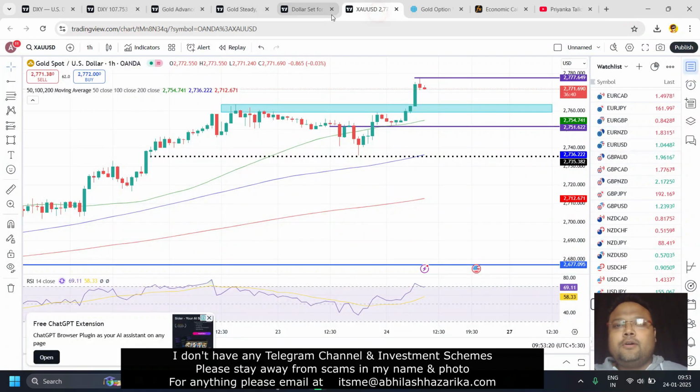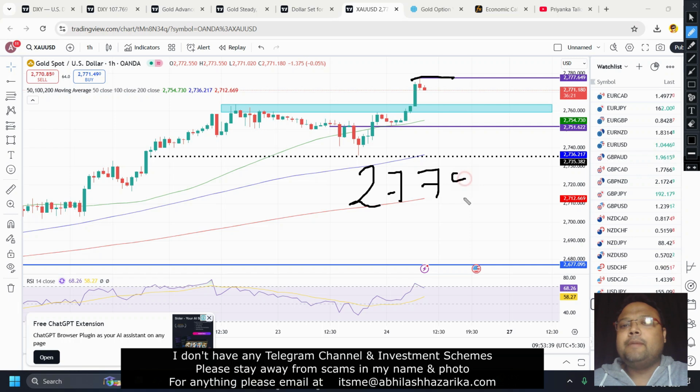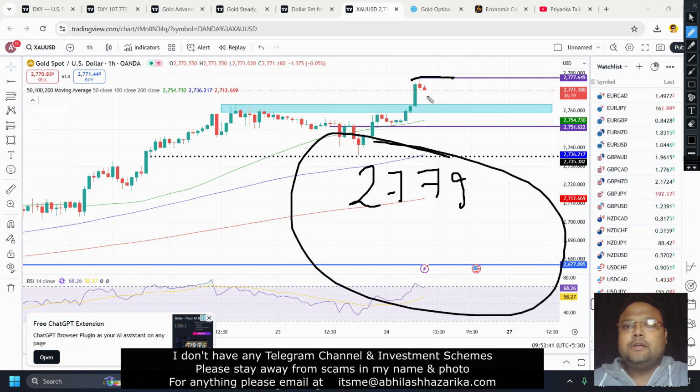So let's see what else is going on in gold. So if the market doesn't come for retracement, because many times we see the market doesn't come for retracement, isn't it? So if the market doesn't come for retracement, then obviously buying at breakout is the only option for us. Gold has already made a high of 2777, so we can look for a buy above 2779. During the day, if after consolidation the market is going up again, then we can look for a buy above 2779.